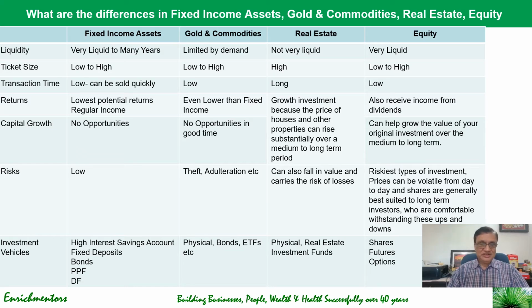What are the investment vehicles that you have? And we saw that earlier. It's a quick recap. In fixed income assets, you could have high interest savings rate, fixed deposits, bonds, corporate and government bonds, provident funds, and debt funds. In gold and commodity, you can invest in physical, bonds, ETFs, etc. Real estate, you could do again physical, which is most of the cases. A real estate investment trust fund is picking up, REITs. And equity, you could invest in terms of shares, mutual funds, and options, and also in some categories of mutual funds in case of equity.